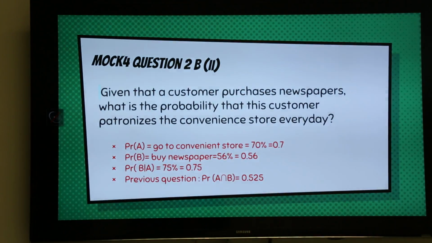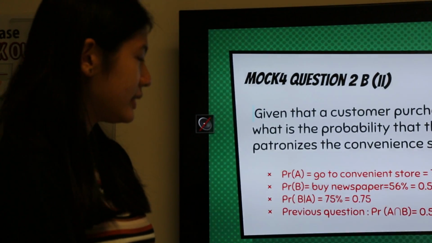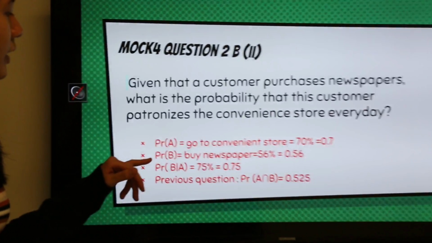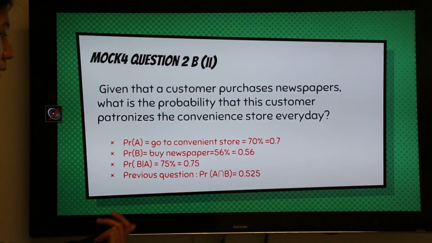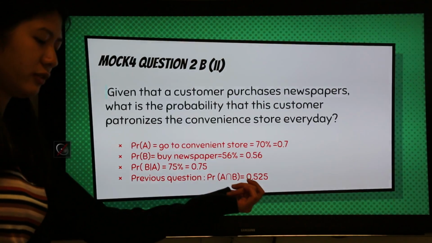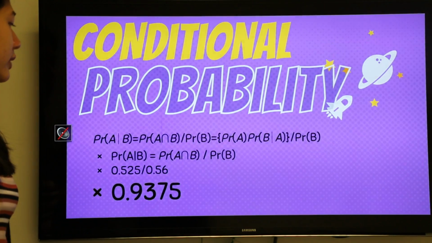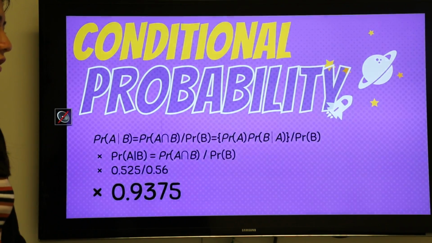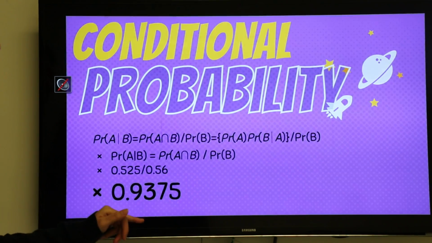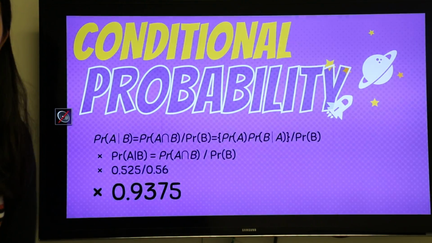The next question is 2b, part 2. Given that a customer purchases newspaper, what is the probability that this customer patronizes a convenience store every day? So probability of A, B, and B given A are the same as the previous question. From the previous question, we got probability of A intersect B equals 0.525. So we use conditional probability. Probability of A given B equals probability of A intersect B divided by probability of B. So we got 0.525 divided by 0.56, and we got 0.9375 as the answer.